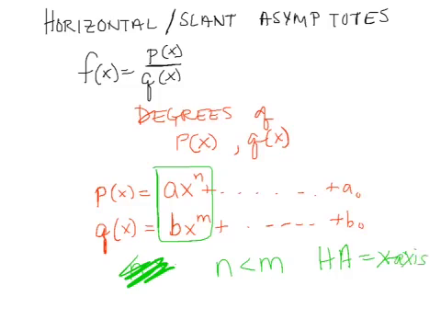Let's go to that problem 4, where it was 6 over x squared minus 4. The degree in the numerator is 0. The degree of the denominator is 2. So therefore, our horizontal asymptote is the x-axis.